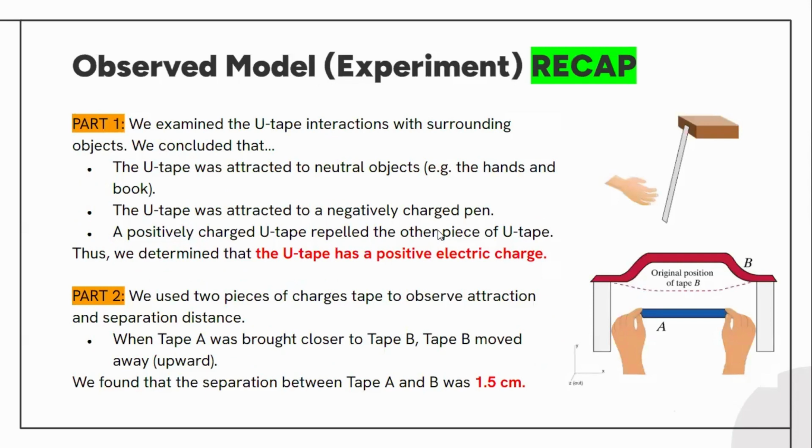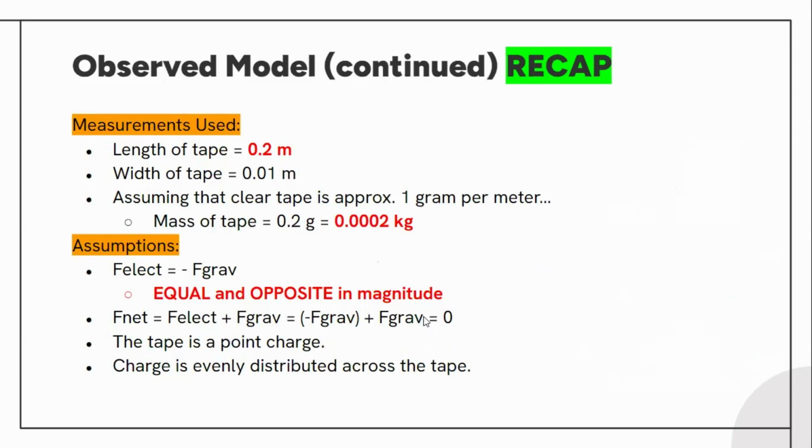Models with descriptions. In part 1, we examined the U-tape and found that the U-tape was attracted to both neutral objects and a negatively charged pen. The tape repelled the other positive tape, indicating that the U-tape was positively charged. In part 2, we observed the separation distance and found that the resulting separation was 1.5 centimeters.